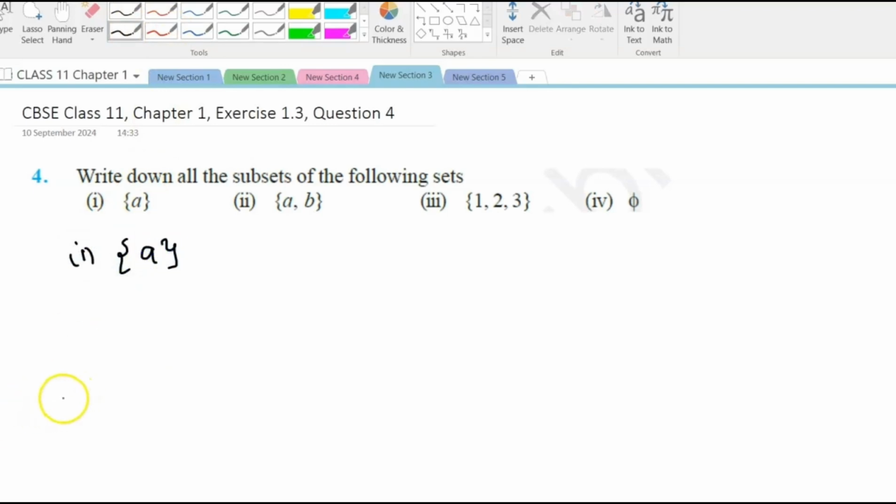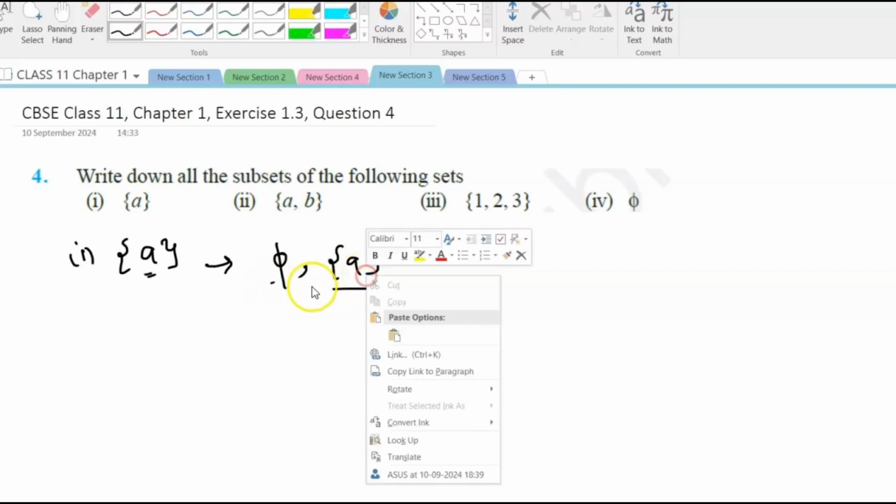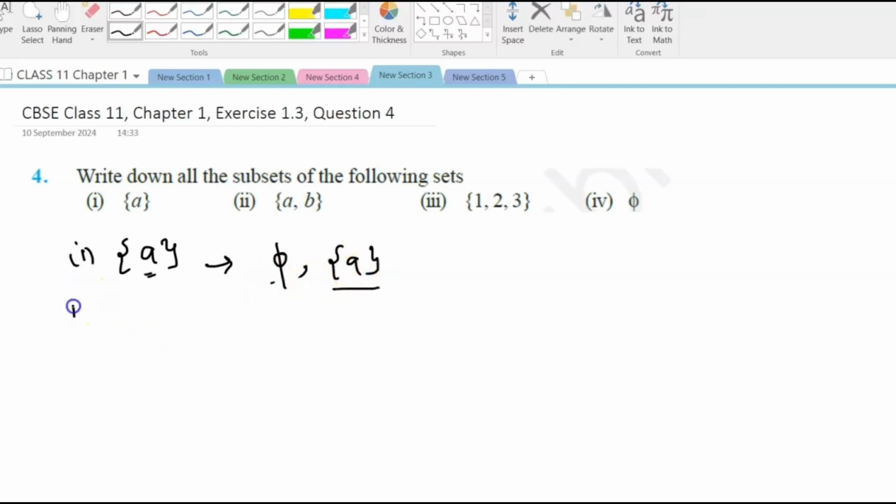Now, whenever you are writing all the subsets of any set, the first set that you should include should be phi. And then we will make pairs, and we'll see in the other options. So here we have only one element, A. So A is also a subset of A, and this is also the whole set. So there are only two options, phi and A, and both are subsets of A. Let's see the second option.